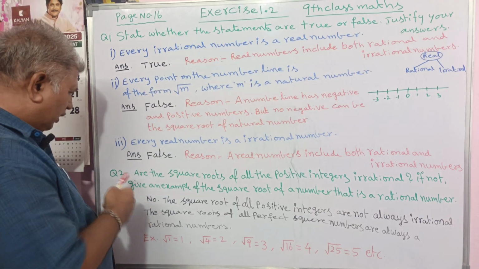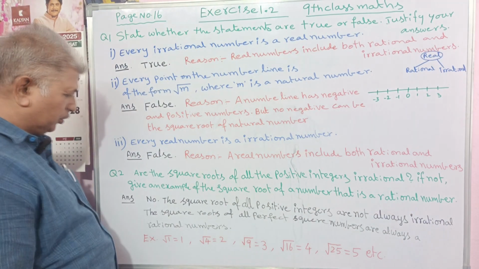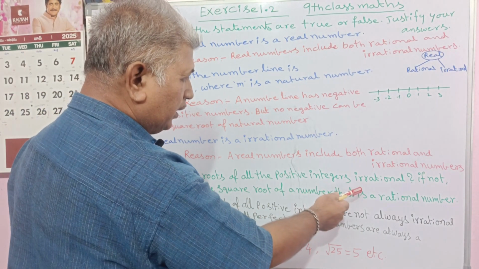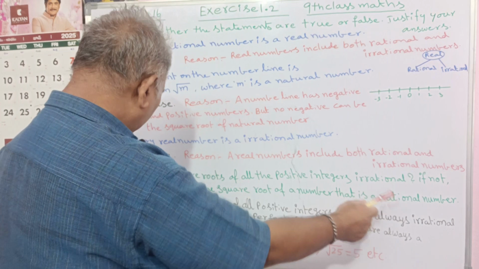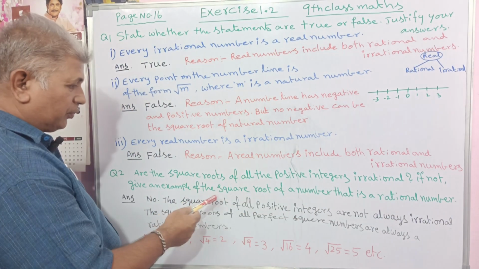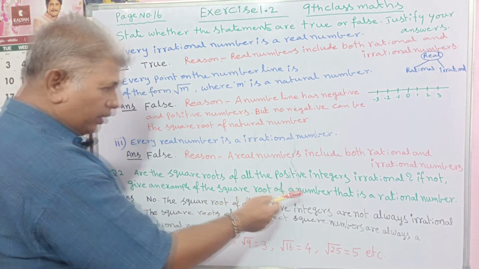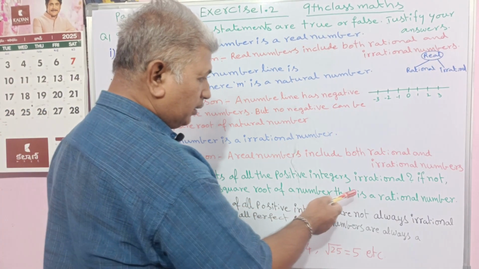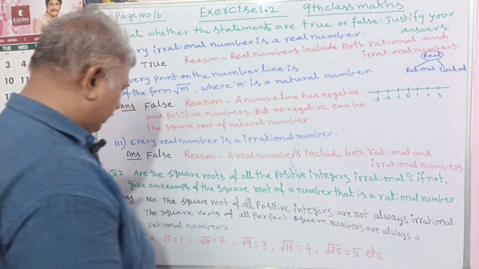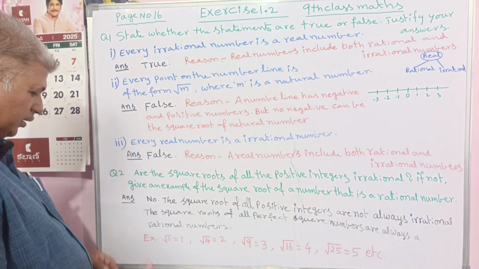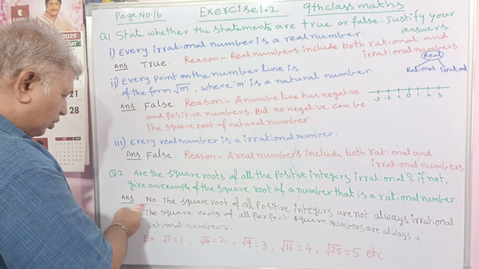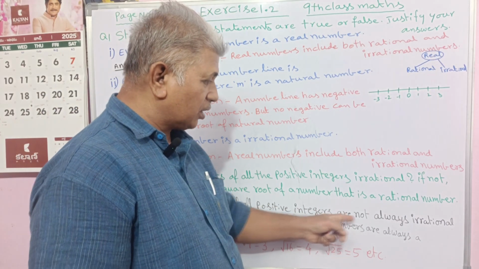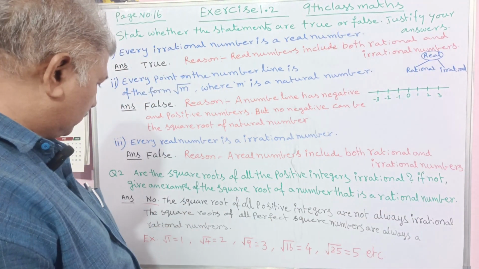Okay. Come to the second question. Are the square roots of all the positive integers irrational? If not, give an example of the square root of a number that is a rational number. Answer is no. The square roots of all positive integers are not always irrational numbers.